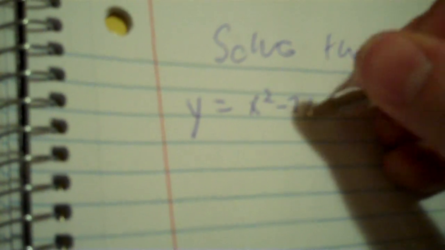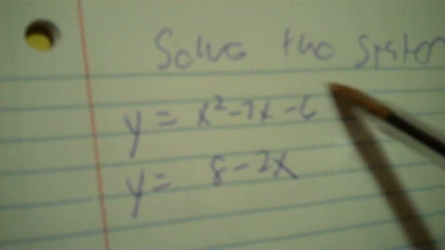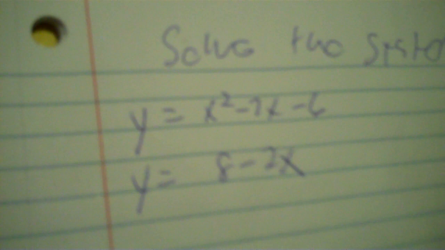Okay, this next assignment goes quick. You're solving the system. You have two equations, okay? y equals x squared minus 7x minus 6. y equals 8 minus 2x. So solving a system, I've got to find the x, y where these meet. That would be a parabola, that would be a line, okay?